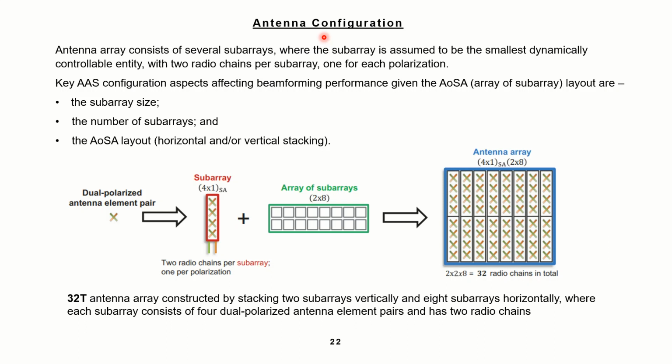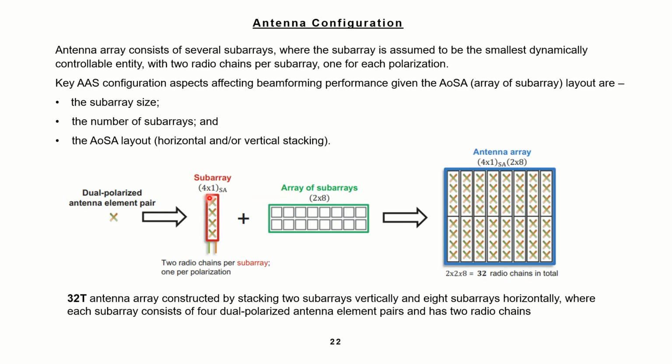Now we look into the basic concept of the antenna configuration. Any antenna basically consists of the smallest element, which is known as an antenna element. When these antenna elements are combined together, they make a subarray. An array of these subarrays then makes a complete antenna configuration, or the antenna array.